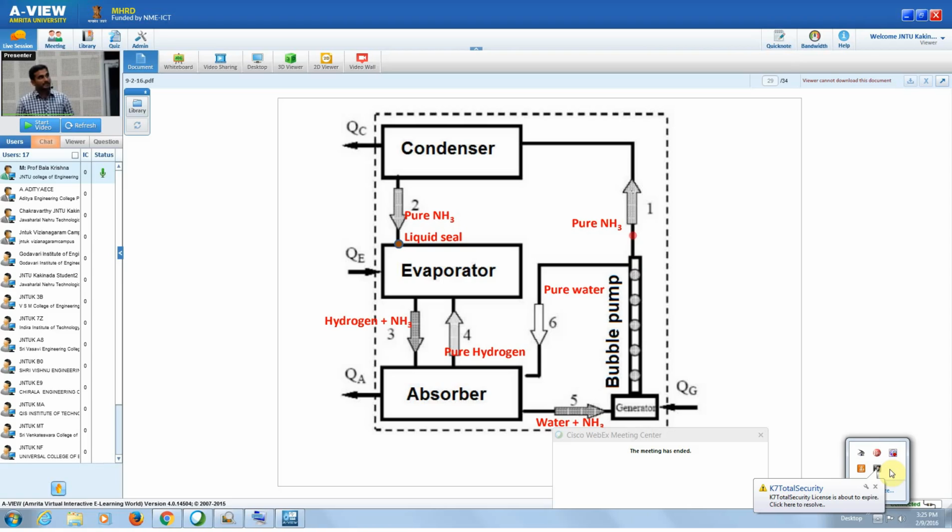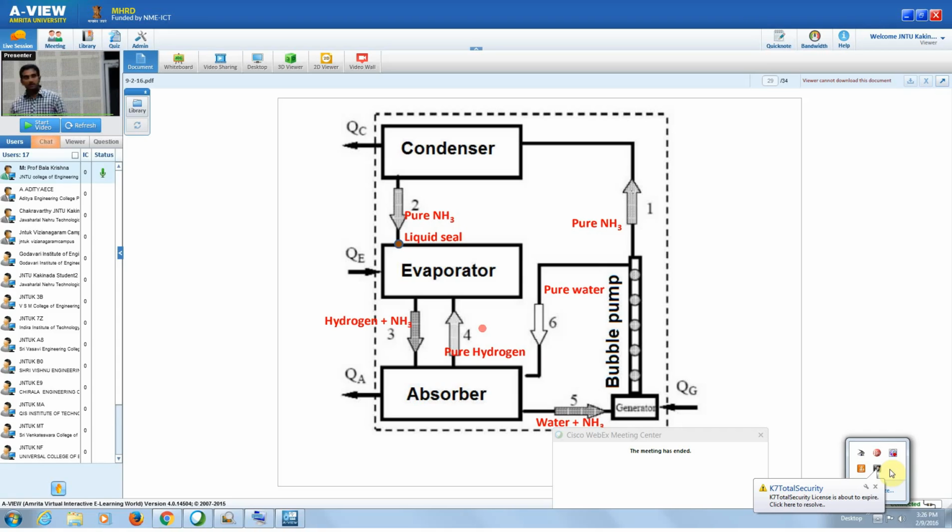The pure NH3 vapor moves to the condenser, and in the condenser the vapor gets condensed, because they reject some heat out into the atmosphere. This condensed fluid, at a high temperature and in liquid form, then goes from the condenser into the evaporator. At the same time, at point 4, pure hydrogen moves into the evaporator. See here, if you look at the evaporator block, pure NH3 is coming into the evaporator from the condenser, and from point 4 pure hydrogen goes into the evaporator from the absorber.